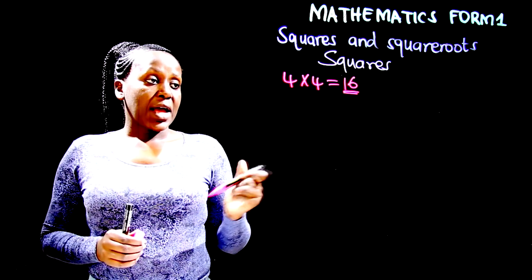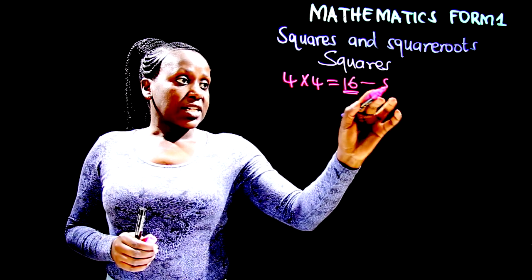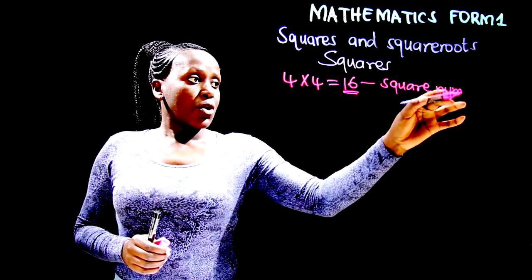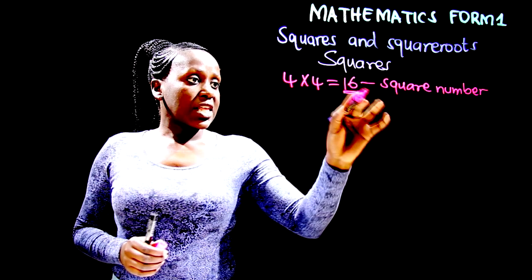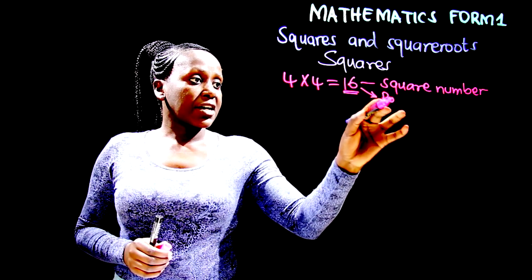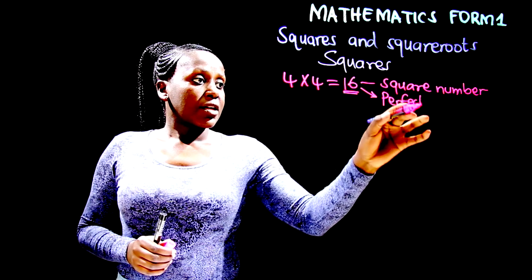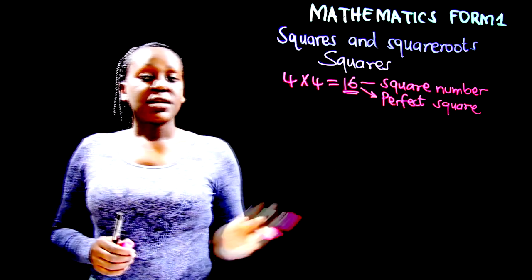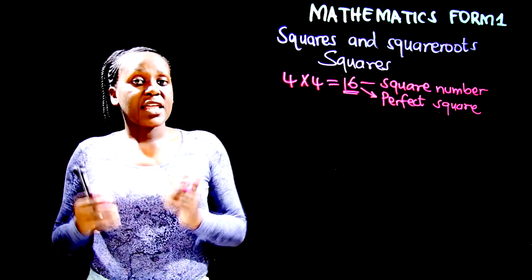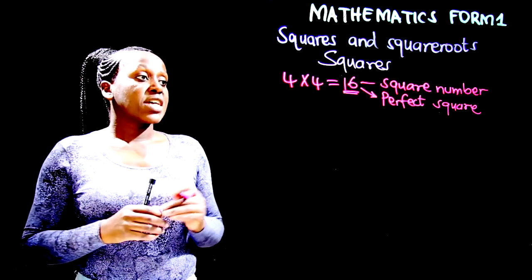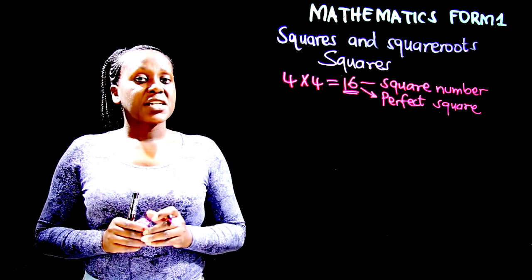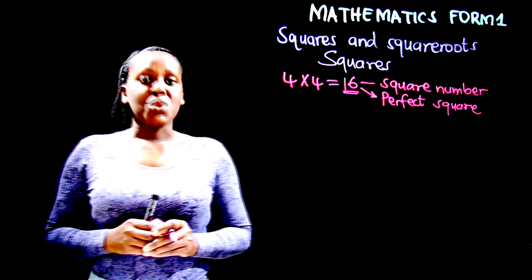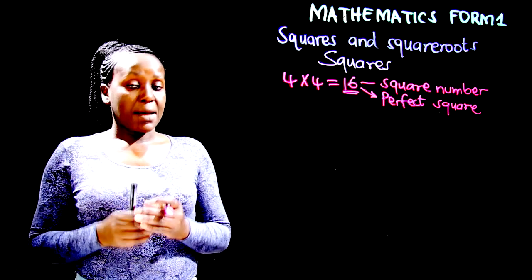Another name for a square number, we can also say that this is called a perfect square. So numbers that are obtained through multiplication of other numbers by themselves are known as square numbers or perfect squares. So I want us to try and come up with the first 10 square numbers.